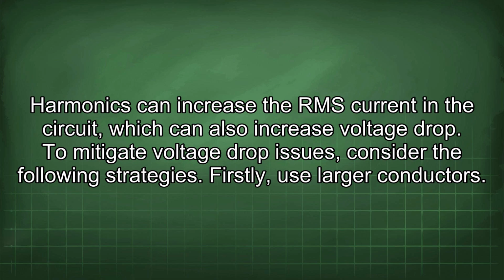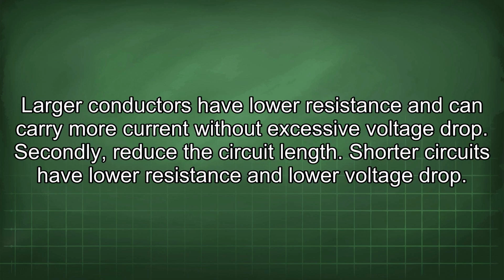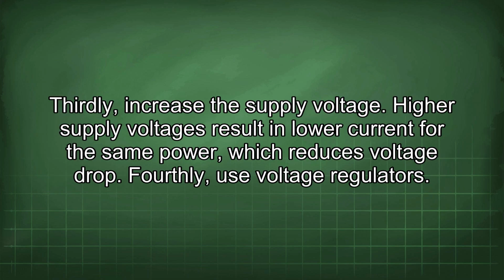To mitigate voltage drop issues, consider the following strategies. Firstly, use larger conductors. Larger conductors have lower resistance and can carry more current without excessive voltage drop. Secondly, reduce the circuit length. Shorter circuits have lower resistance and lower voltage drop. Thirdly, increase the supply voltage. Higher supply voltages result in lower current for the same power, which reduces voltage drop.